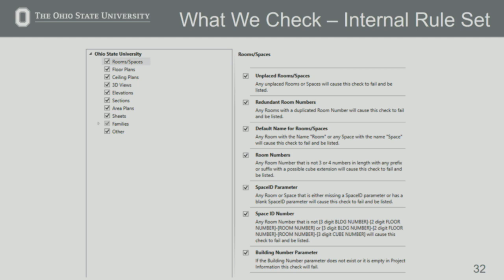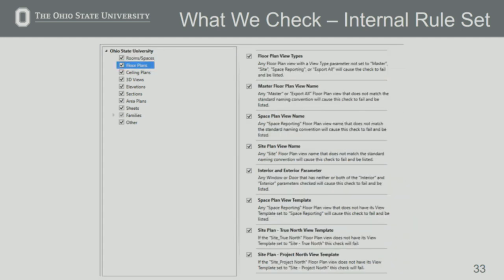Is the space ID, which is our unique identifier for that room, created correctly? And is there a building number parameter? Also, when you get into floor plans, we're looking at things like view types and naming conventions. What we did for naming conventions is we basically said, like DeVon did, here's a list of all the valid names that a floor can have. And if it's not one of these, then it's wrong.